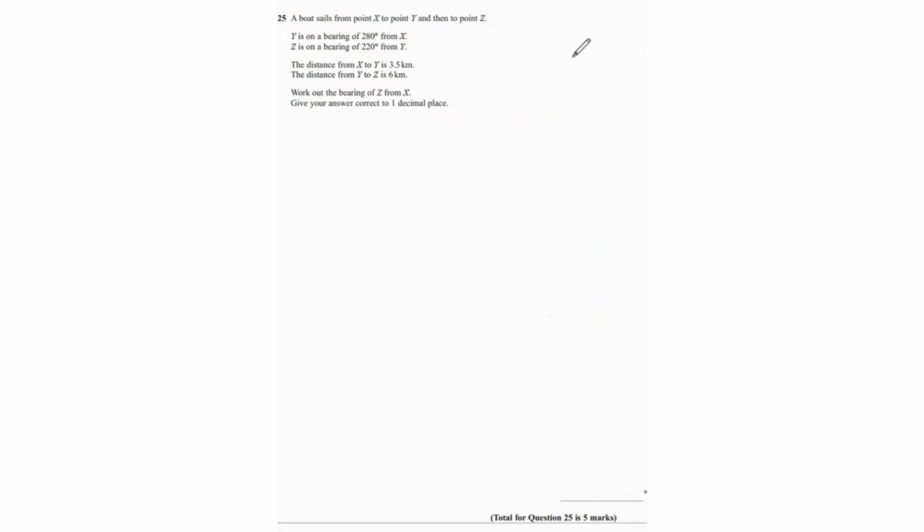Y is on a bearing of 280 from X. So let's first begin with sketching the diagram. So if Y is on a bearing of 280 degrees from X, that means Y is going to be in the fourth quadrant of X. So that's going to be somewhere over here. That's where Y is going to be. So this is your Y, this is your X. This is the north of X, this is the north of Y. This entire angle is 280 degrees.